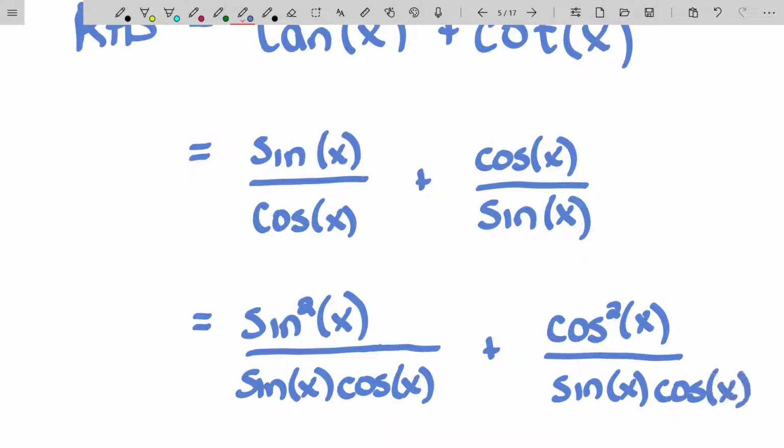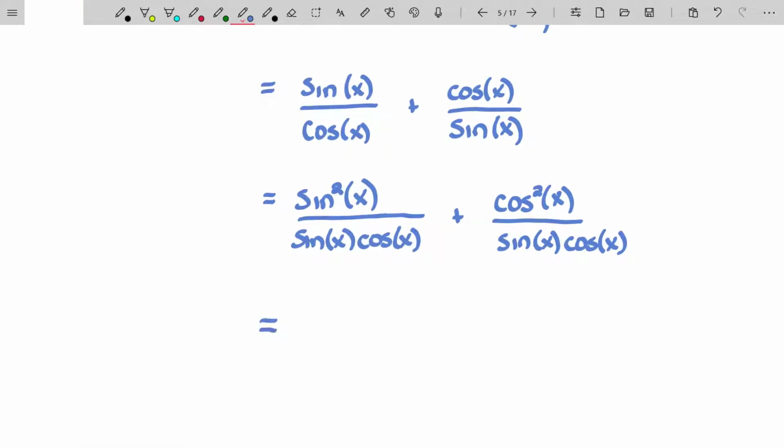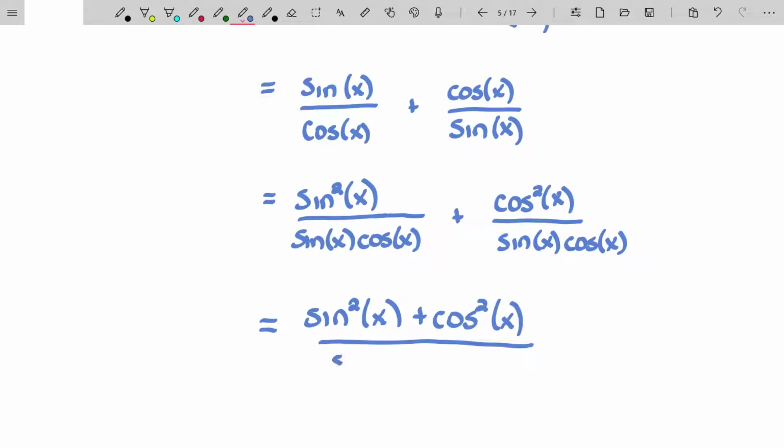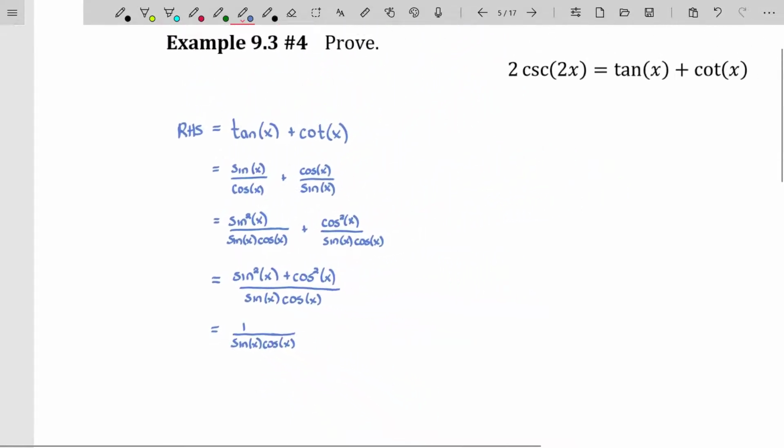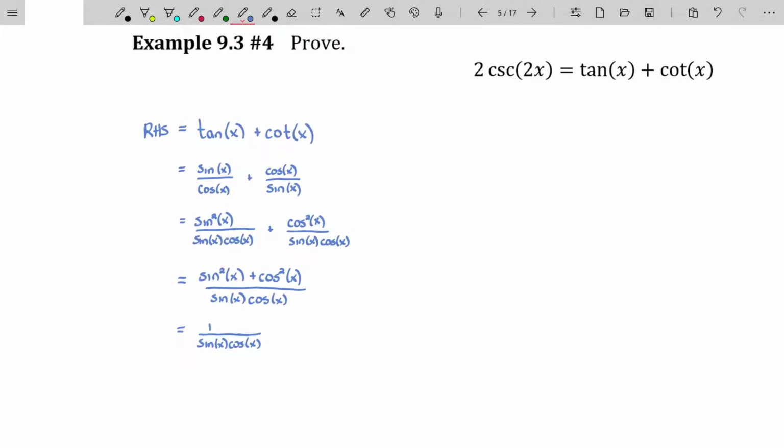Now that they have the same denominator, I can just add them up. Remember, fractions, when you add them, you only add numerators. So this is sine squared of x plus cosine squared of x all over the sine of x times the cosine of x. And we know the Pythagorean identity that sine squared plus cosine squared is 1. So that's 1 over the sine of x times the cosine of x. Again, I take a look at where I want to arrive, and that doesn't look anything like the left-hand side. So I might pause there.